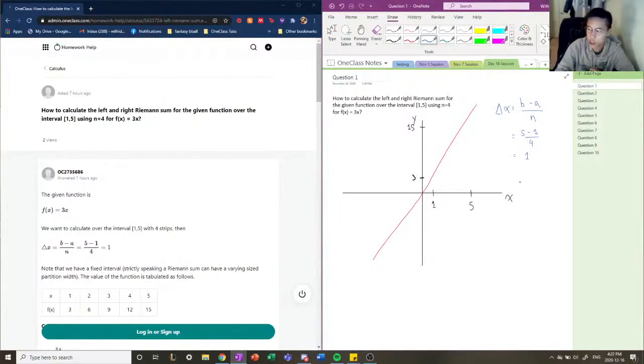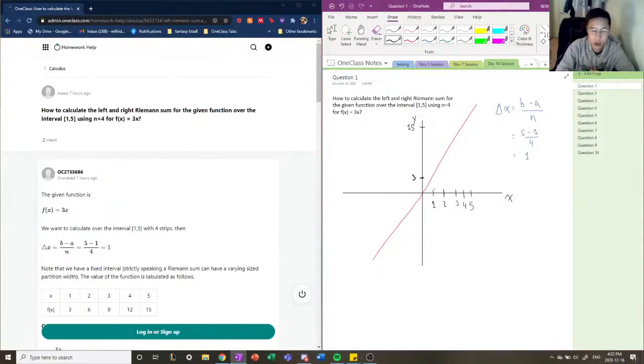Now that we've gotten that out of the way, I want to explain what a Riemann sum looks like. We're going to have 4 rectangles, each with a width of 1. The first rectangle is going to be from 1 to 2, then from 2 to 3, from 3 to 4, and from 4 to 5. So there's going to be one rectangle here, and a second, third, and fourth.